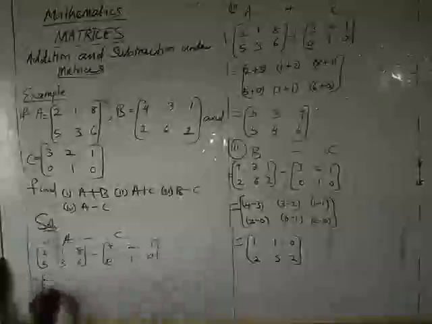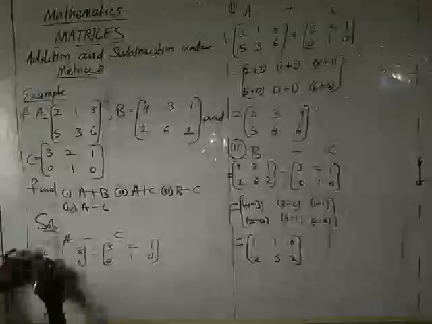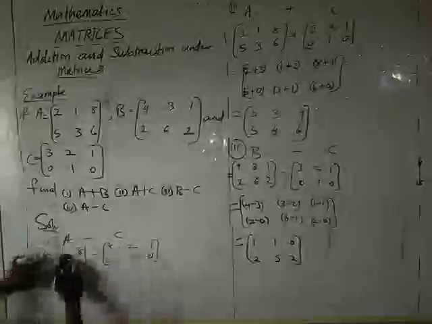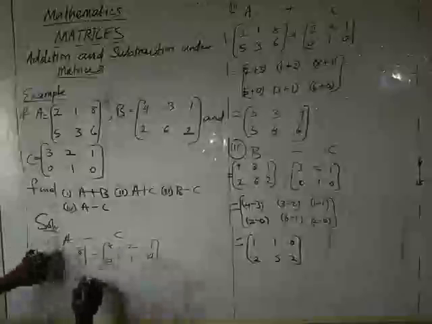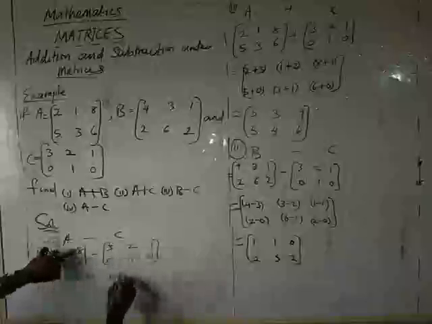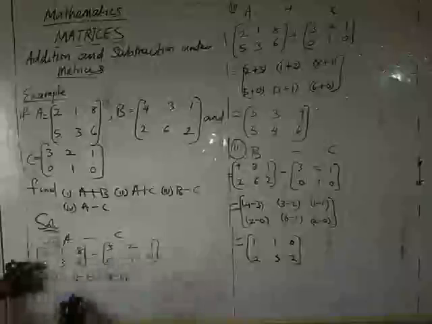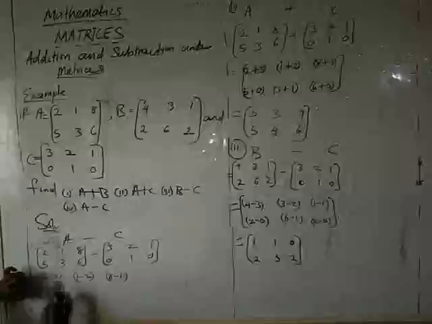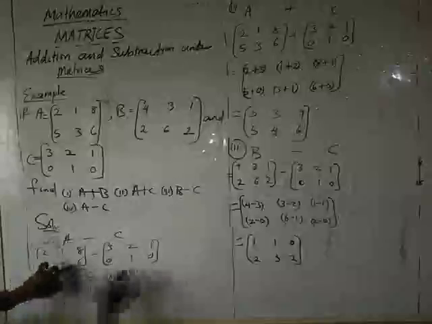So there I'll be having 2 to map onto this 3, 2 minus 3. My 1 to map onto this 2, 1 minus 2. Then my 8 to map onto this 1, 8 minus 1. Then my 5 will map onto this 0, 5 minus 0. My 3 will map onto this one, 3 minus 1. Then my 6 will map onto this 0, 6 minus 0.